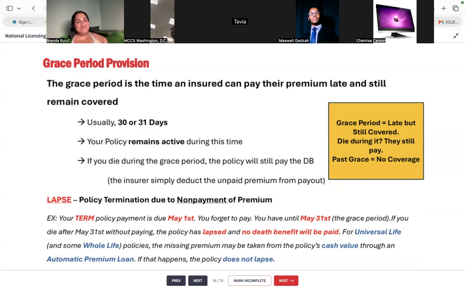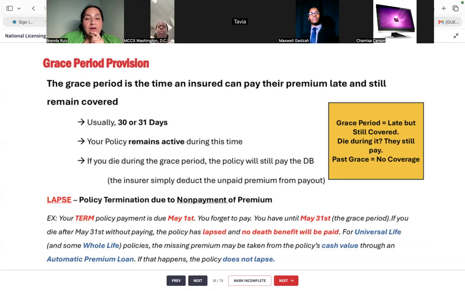Now the grace period, it's that time between when your bill is due and the time they're going to turn off your service, right? Same thing applies to insurance. Okay, the grace period is a time when an insured can still pay their premium late and get coverage. This usually lasts anywhere between 30 to 31 days, depending on the company. Now your policy remains active during this time.